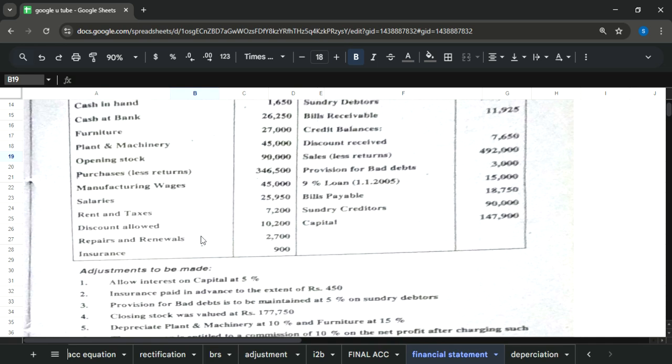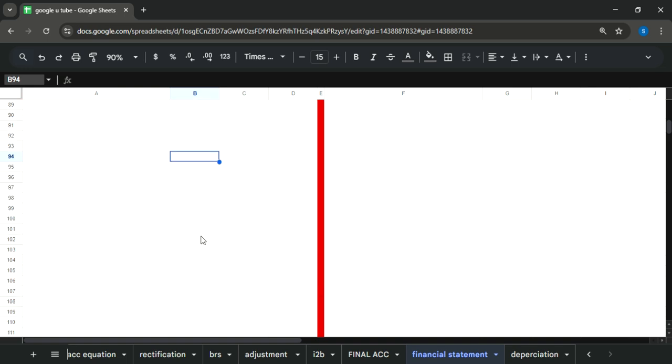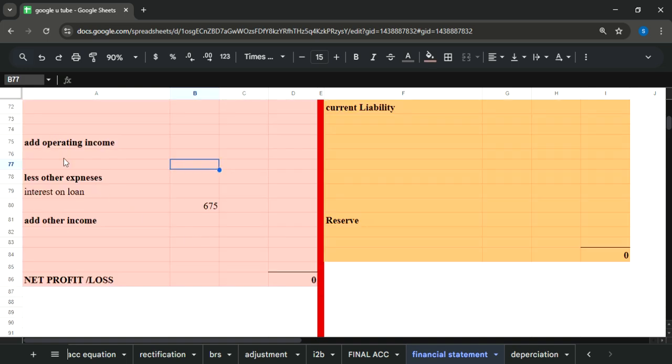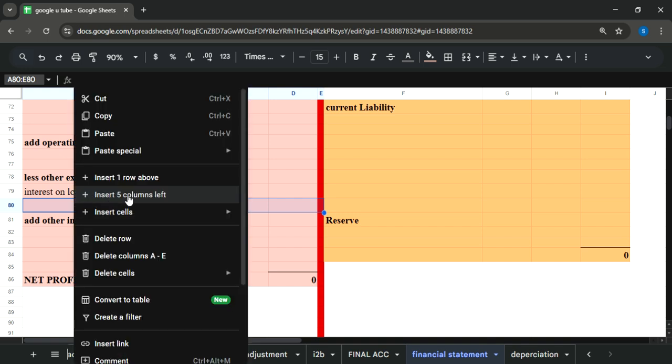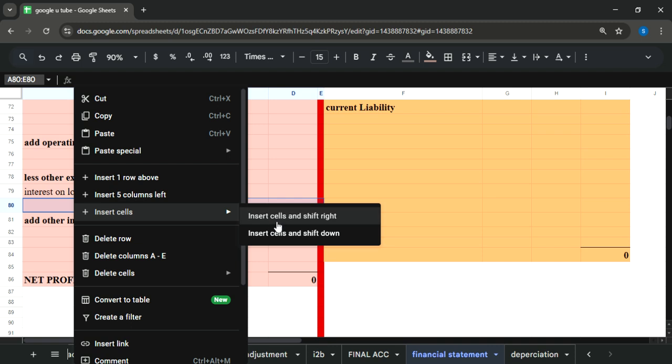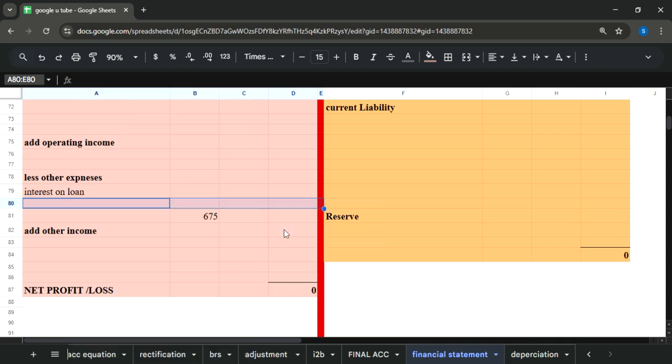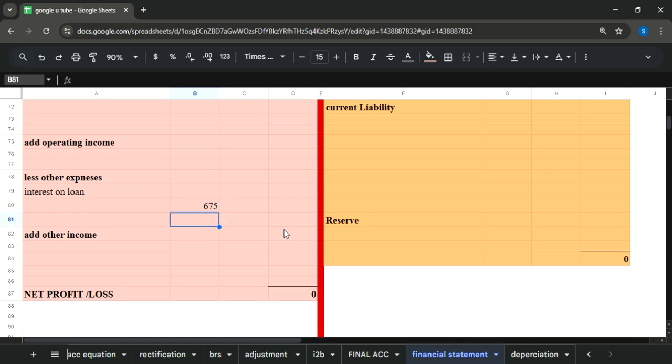So you will go to other expenses, and here, okay, we need a little more space over here. So let's insert, and here we have got the line. Now interest on loan 675 we have just written over here. The next thing we want to enter is discount allowed.